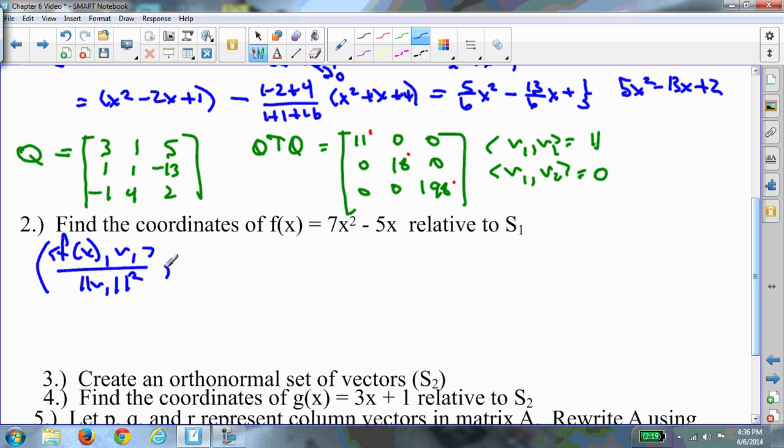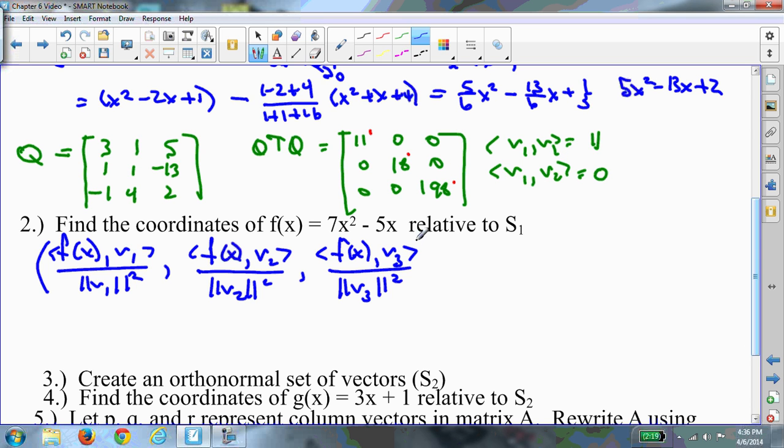So then the next coordinate would be f of x inner product v2 over v2 squared, and f of x inner product v3 over v3 squared. Now this is relative to s1, so I want to denote s sub 1 there, so I know that I'm using a different basis system to put this together. So if I put all those numbers in, this comes out to be, let's see, I think 16 over 11, 2 over 18, and 100 over 198 relative to the basis s sub 1.